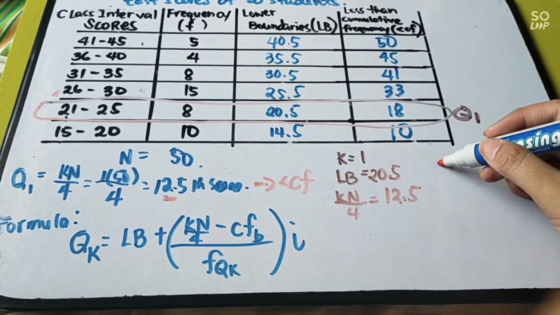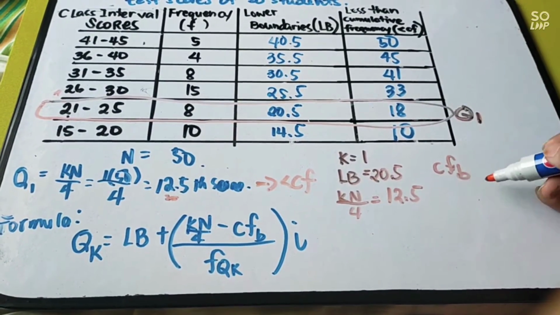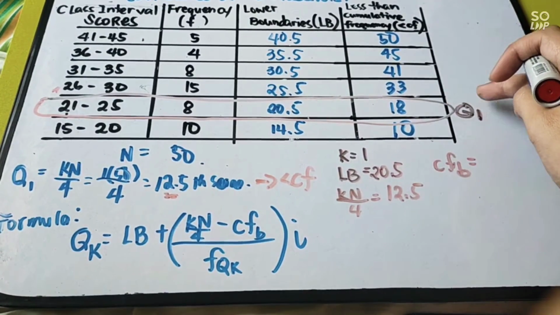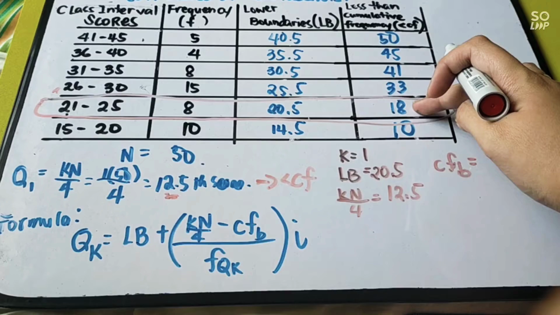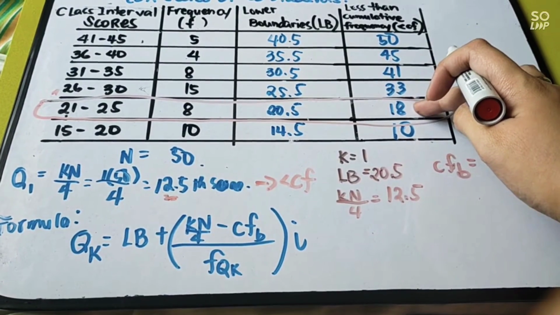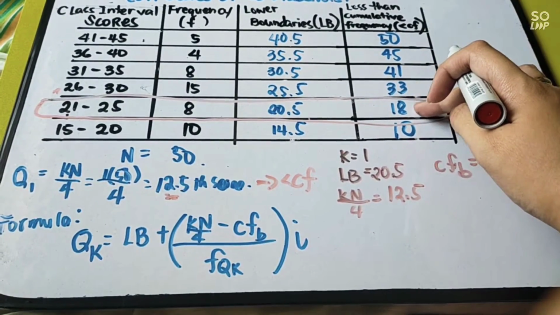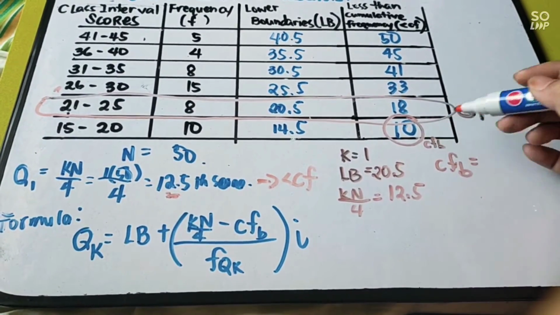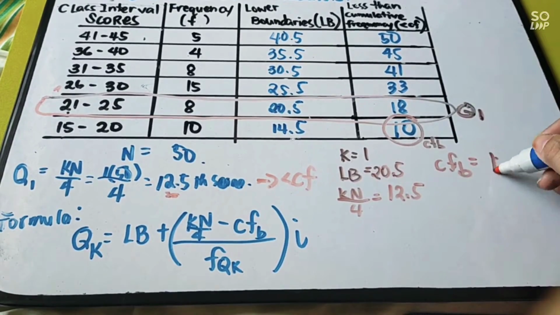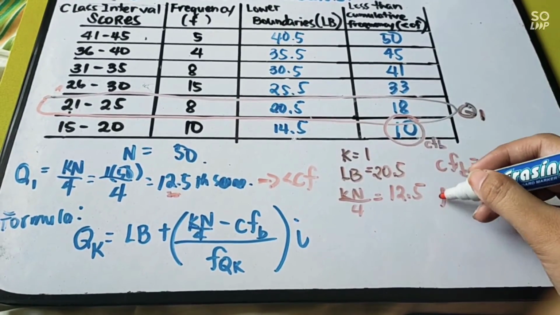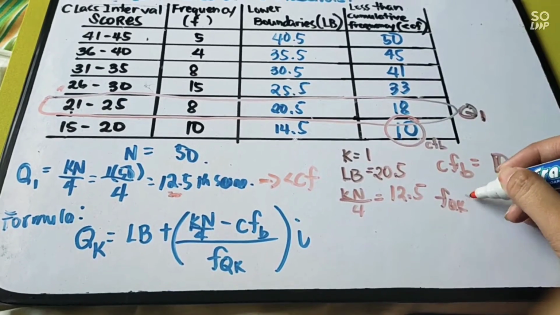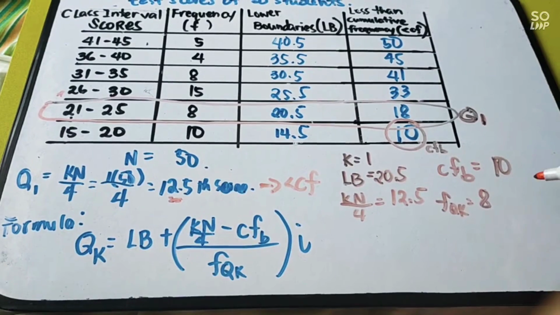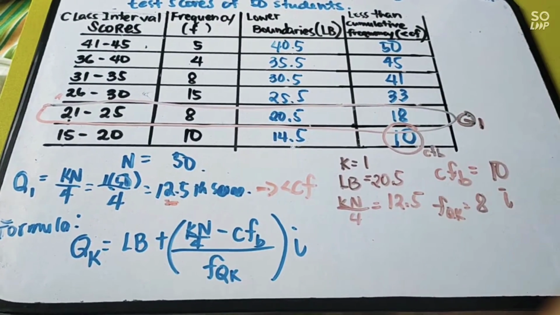Then, yung CFB mo, ito yung numbers bago mag-CFB ng quartile 1 mo. So, ano yung CFB or less than cumulative frequency bago mag-18? We have 10. So, that is your CFB ng quartile 1. And then, the frequency of your quartile 1, we have here 8. And then, I, the class interval.